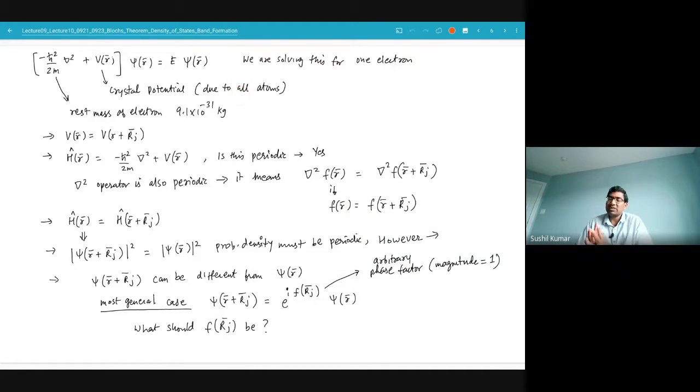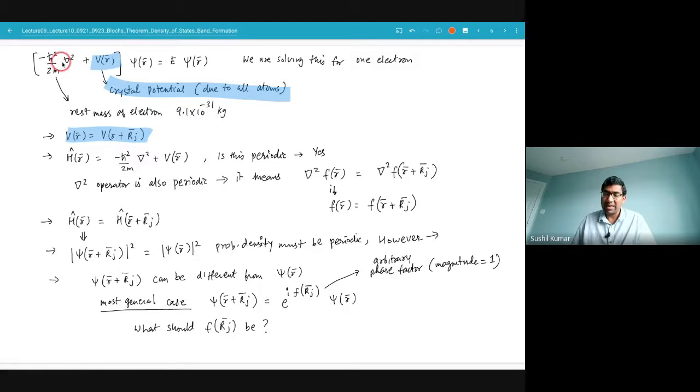Okay, so let's start looking into this Schrodinger equation. We have our Schrodinger equation that we want to solve. This V(R) is the periodic potential, which is the crystal potential due to all atoms. Okay, what does that mean? This V(R) is periodic with the periodicity of the lattice. Okay, so we want to solve this problem.